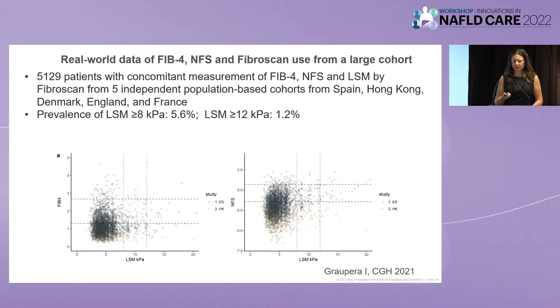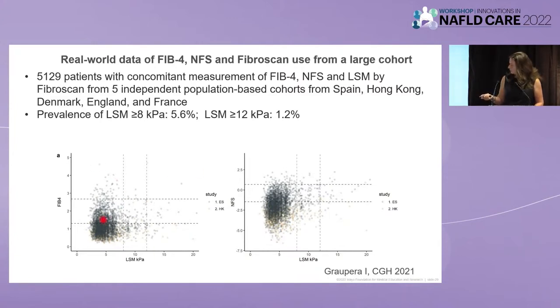And I really love this study. This is a paper that's I think still online from the Barcelona group led by Isabel Gropera. This is the first study we can critically look at with real-world data from a large cohort of over 5,000 patients who had concomitant measurement of FIB4, NFS, and FibroScan from 5 independent populations, mainly from Europe, but also Hong Kong. And in this population, the prevalence of significant fibrosis is what we expect, 5%, and that of advanced fibrosis is about 1.2%.